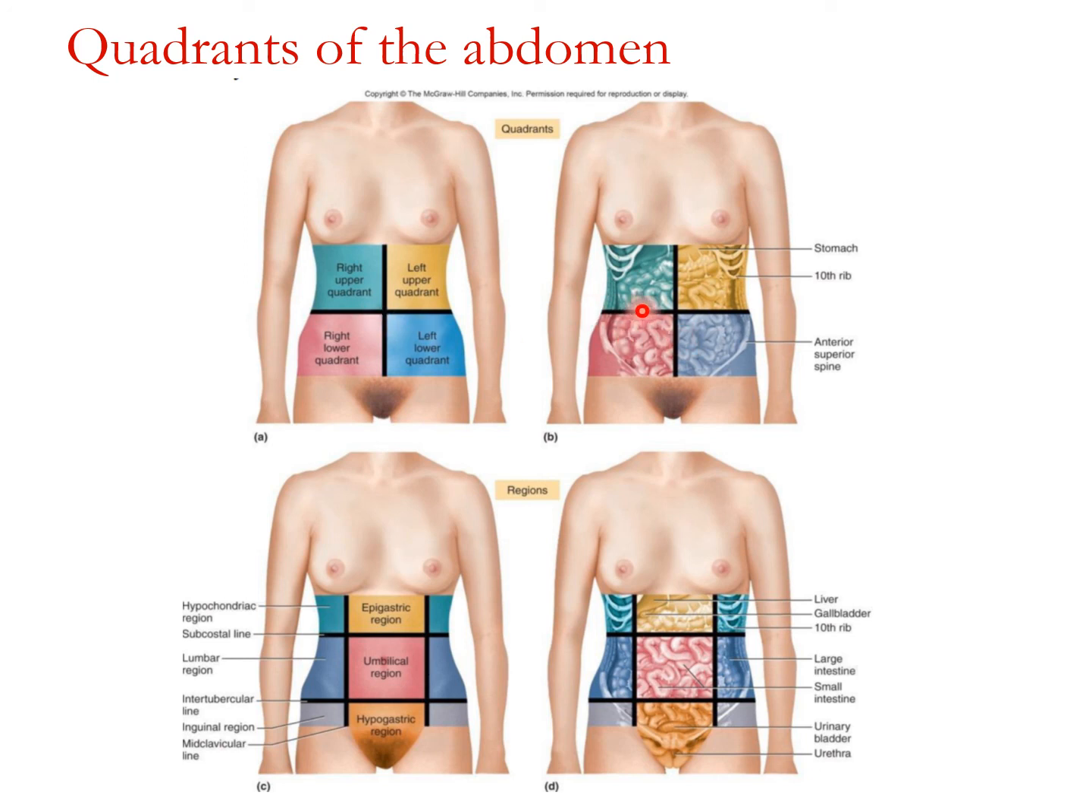Now, this is still very busy. You have a lot of structures in all these quadrants. So these quadrants can further be divided into 9 regions.